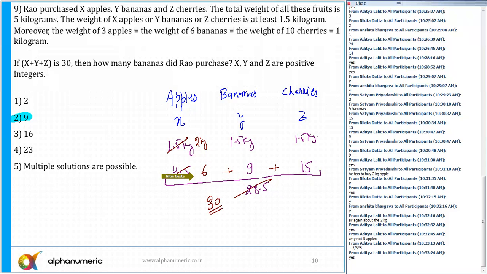So that is 0.33 kg more. Now you can see, per apple, the weight is 1 by 3. Per banana, it is 1 by 6, since the weight of 6 bananas is 1 kg. And the weight of 10 cherries is equal to 1 kilogram, so per cherry it is 1 by 10. So we know that it is 1.5, 1.5, 1.5, like I have already told you. Let me remove this thing here.